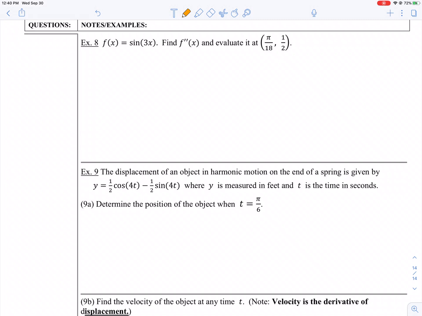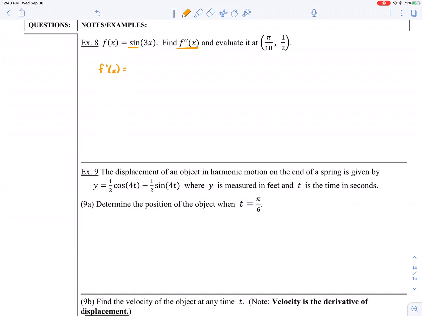This question is asking us to find the second derivative. Now that we're able to do more than one derivative, it's important that you recognize what the question is asking you to do. This is a trig function. Every trig function that you take the derivative of from here on out will be a chain rule. It is important to recognize that. There will always be an inside and an outside.